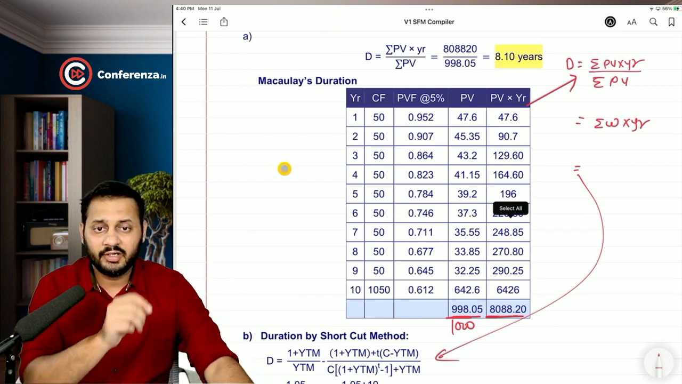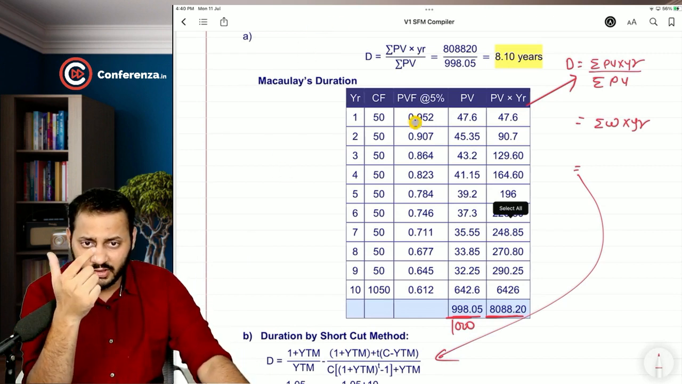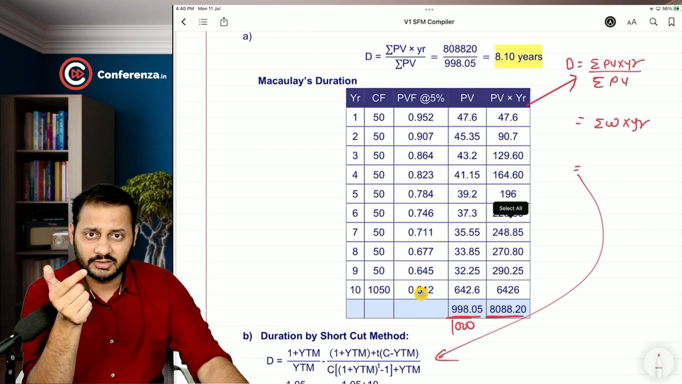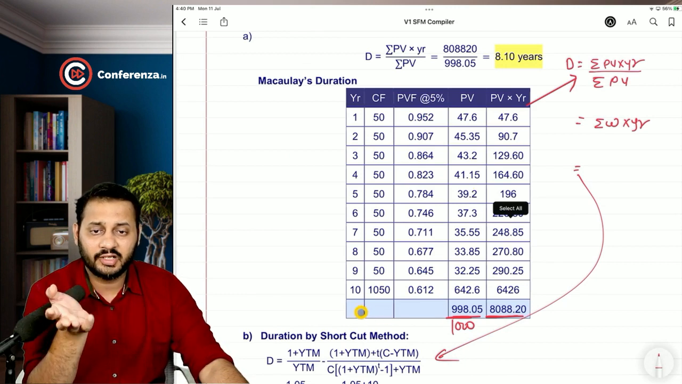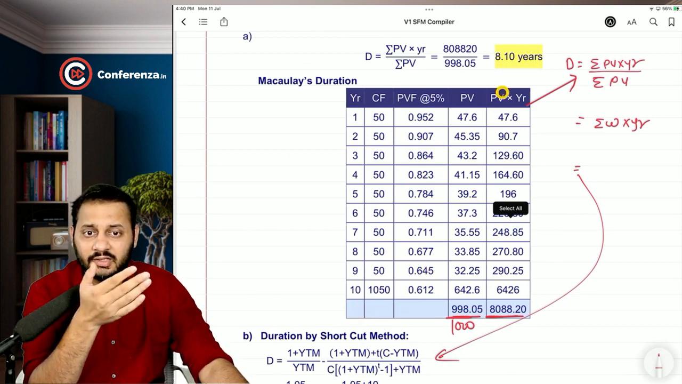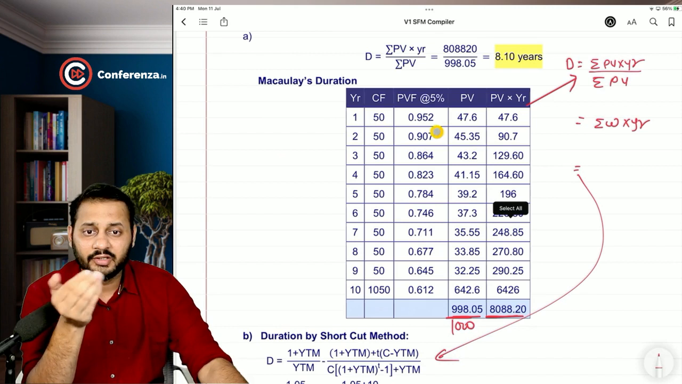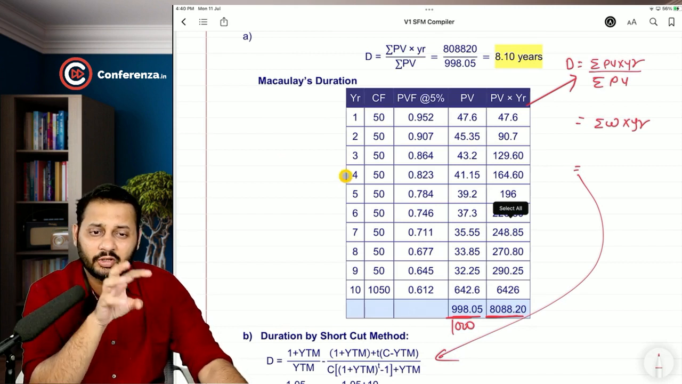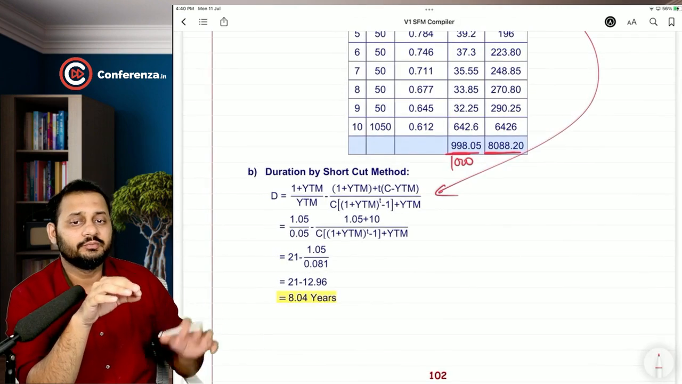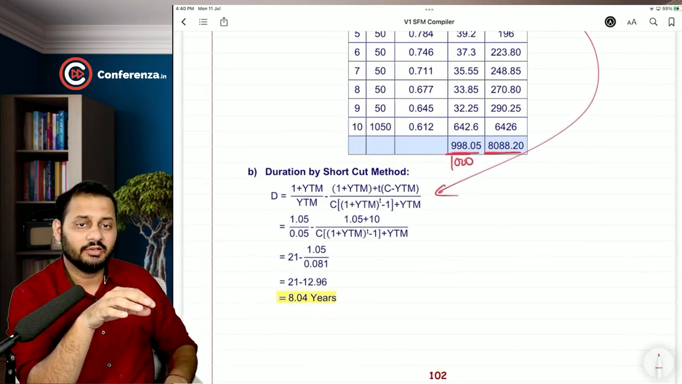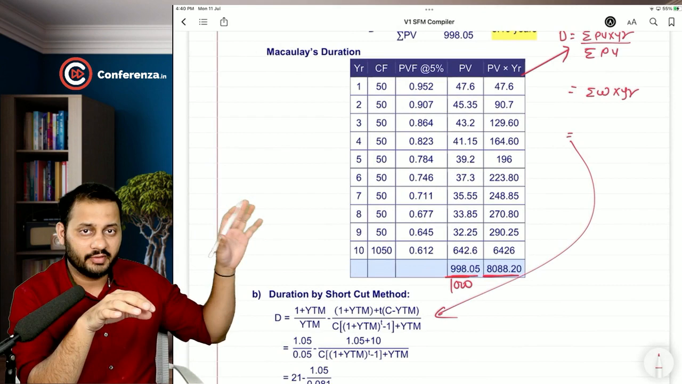See, every time you will have to press something on the calculator and write down all these figures. After that, 50 multiplied by 0.952 on the calculator, write down this. Then this. For 10 years you are going to do this. And then again, present value into year, present value into year. So there will be a lot of time involved in the exam. Unless and until you remember this formula, you will end up spending a lot of time.